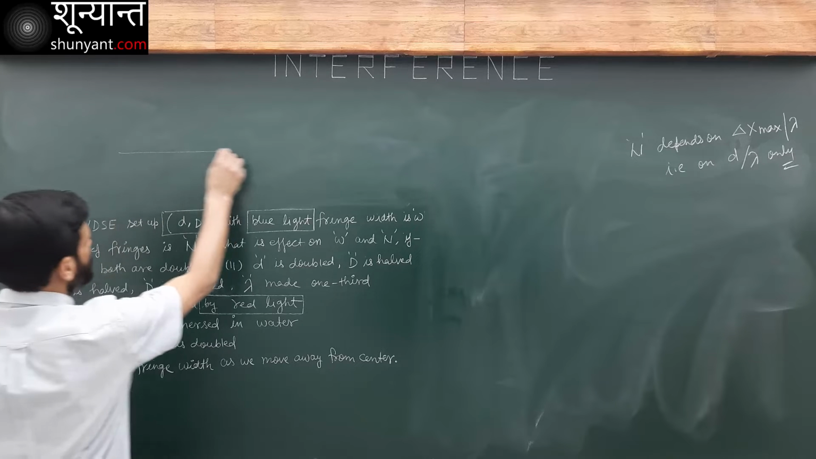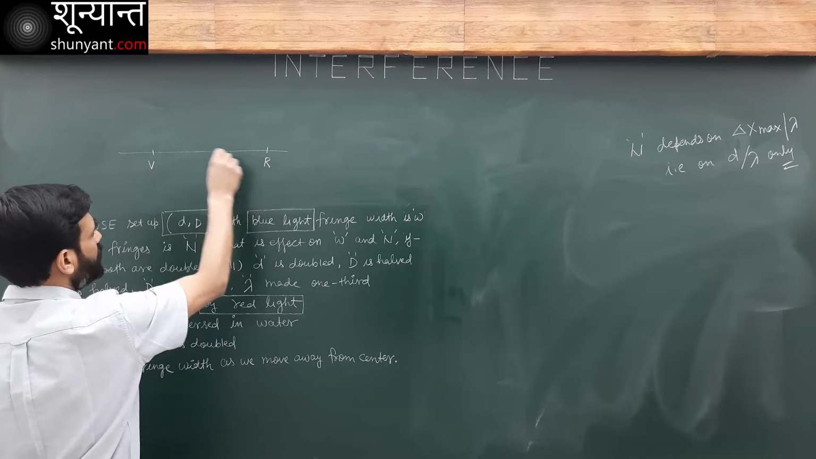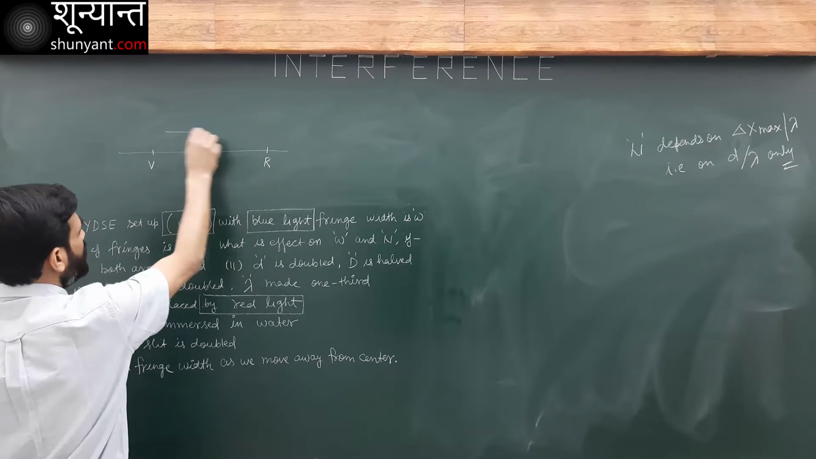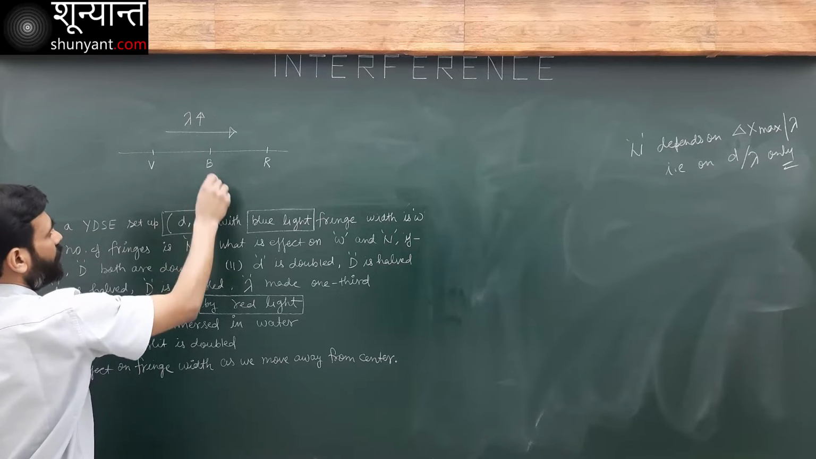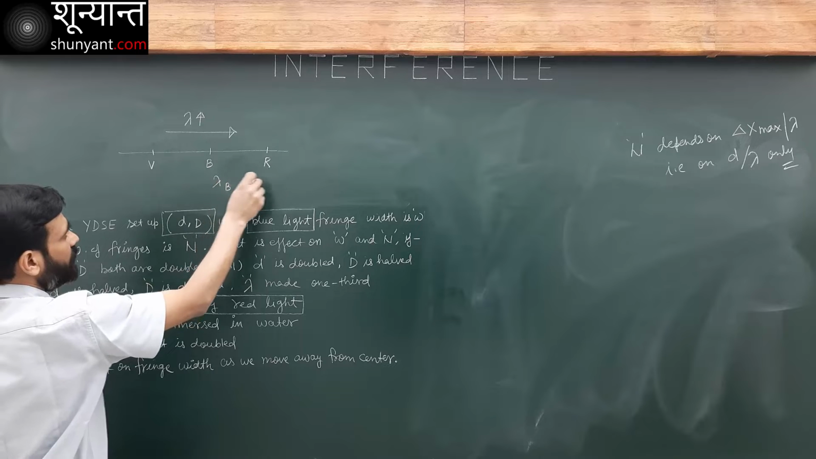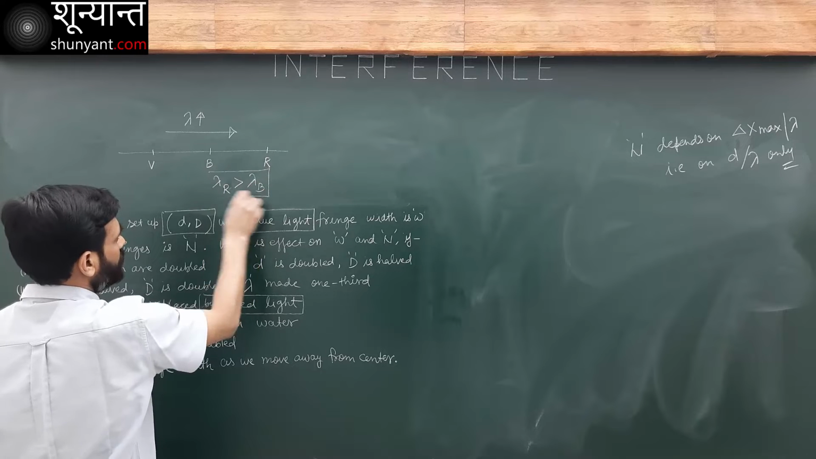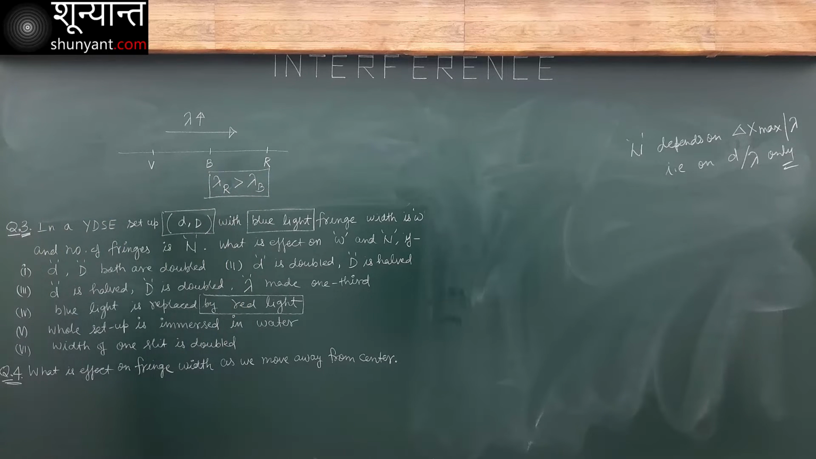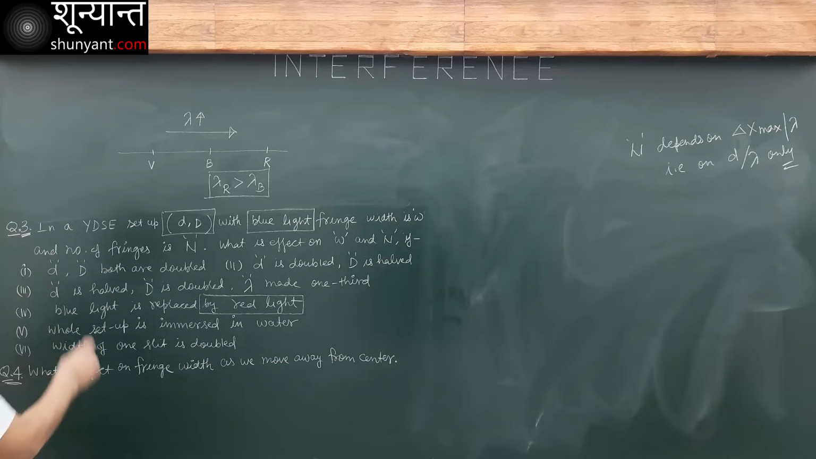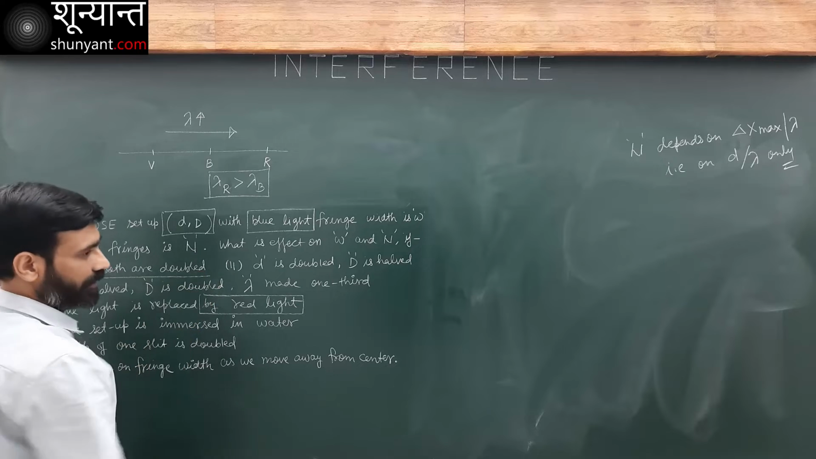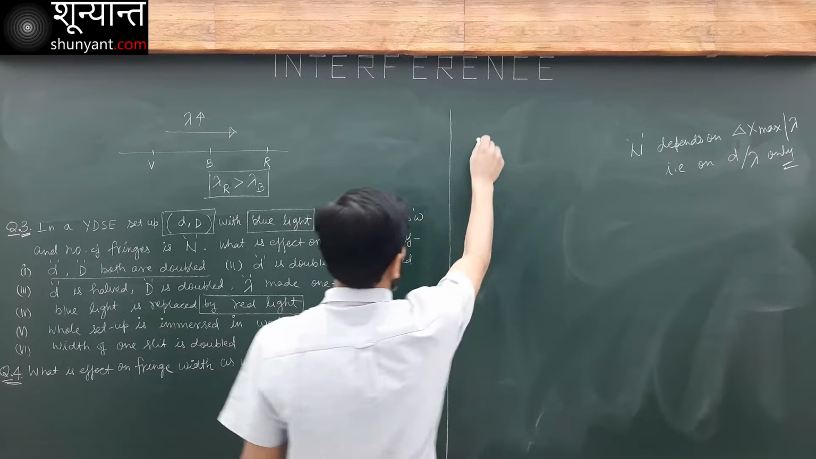Now, this is my visible spectrum. Violet, this is red, blue is somewhere here. When I go towards the right, from violet to red, wavelength increases. That means lambda of red light will be more than lambda of blue light. You have to know this property, then only you can solve it. Now the first question. Small d, capital D, both are double.